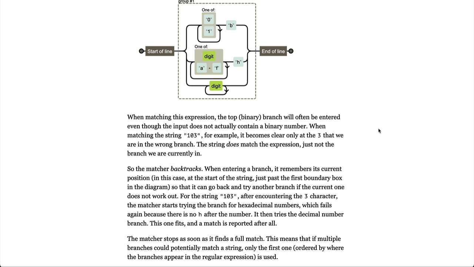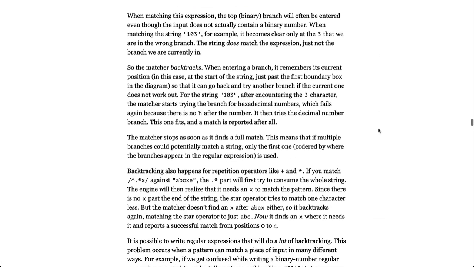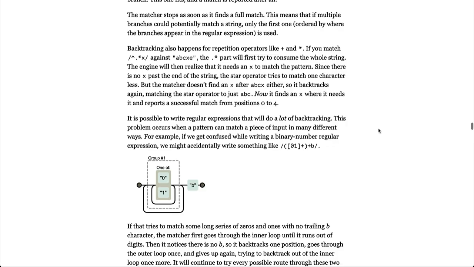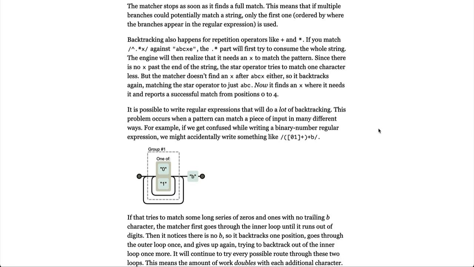For the string 103, after encountering the 3 character, the matcher starts trying the branch for hexadecimal numbers, which fails again because there's no h after the number. So it then tries the decimal number branch. This one fits and a match is reported after all. The matcher stops as soon as it finds a full match. This means that if multiple branches could potentially match a string, only the first one, ordered by where the branches appear in the regular expression, is used.